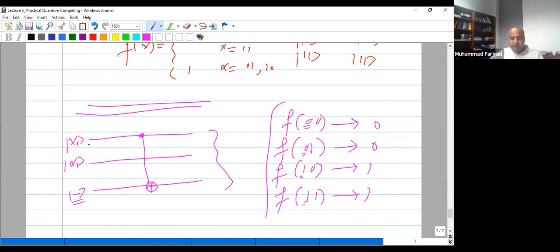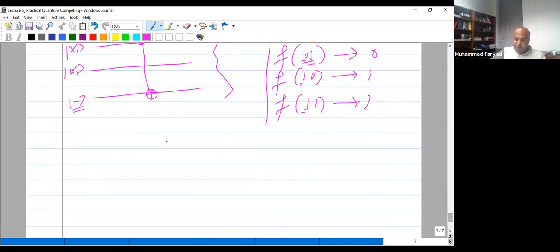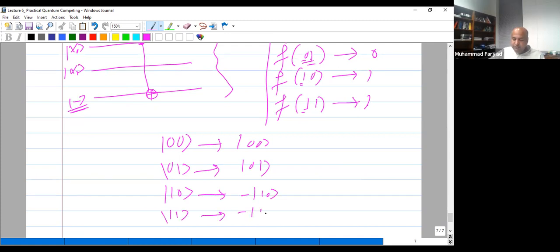And we can check, because when the input is 0, 0, nothing happens and the output is still 0, 0. When the input is 0, 1, nothing happens and the output is still 0, 1. So 0, 0 goes to 0, 0 and 0, 1 goes to 0, 1. But when the first qubit is 1, the C naught is acted on this minus state, and we get minus 1, 0. So similarly for 1, 1, which is equivalent to minus 1 to the power f of x, times x.